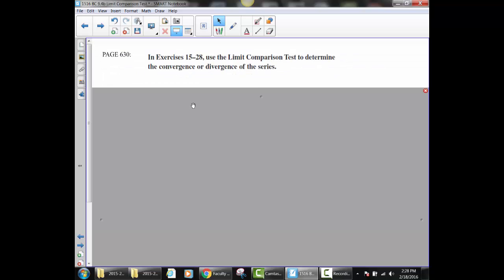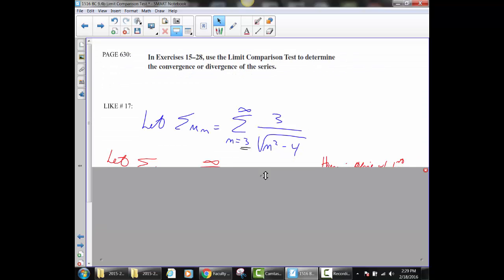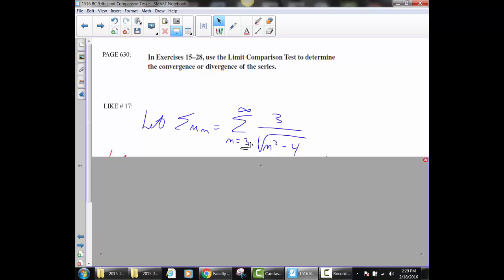Okay, so here's numbers 15 through 28. It actually says use the limit comparison test. Notice this starts at 3, very good reason. If it started at 0, you'd have the square root of a negative, which is imaginary. If it started at 1, you'd have the square root of a negative, which is imaginary. And if it started at 2, you'd have a denominator of 0, which is impossible.